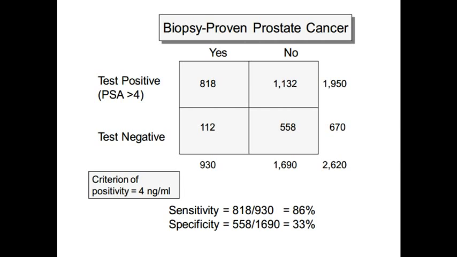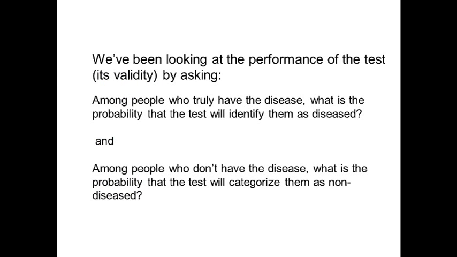Now, there's another concept which we need to look at. Before that, let's look at what we have done till now. We have tried to look at the performance of a screening test, in other words, the validity of a screening test, by asking ourselves, amongst all the people who are truly having the disease, what is the probability or the chance that the screening test will identify them as being diseased? In other words, we are trying to look for the sensitivity.